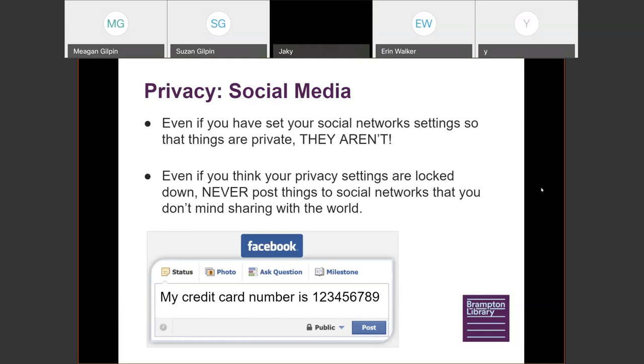Anything you post online can potentially be captured by someone who could screenshot it and repost it elsewhere or share it in other ways.